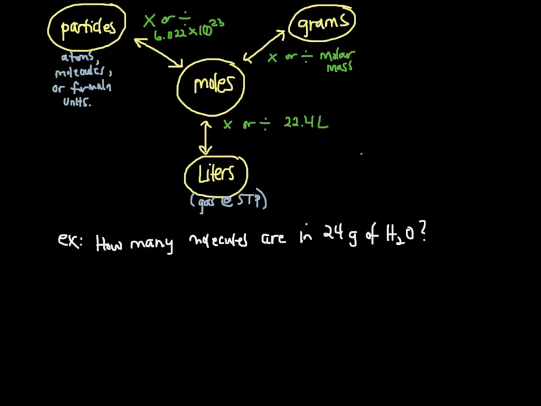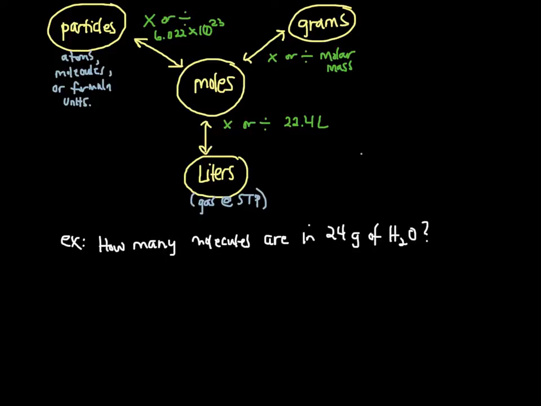So let's set up a little example of how we're going to go about making these calculations. So the question is, how many molecules are in 24 grams of water? So the first thing I'm going to identify is what is it that I'm given. So this is my given. And of course, what they're asking me to find, what I want to convert to, is a number of molecules. So I'm given a mass in grams, and I'm asked to go to molecules, which is a particle number. So I've got to convert to moles and then to particles.